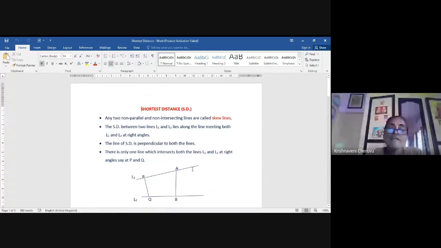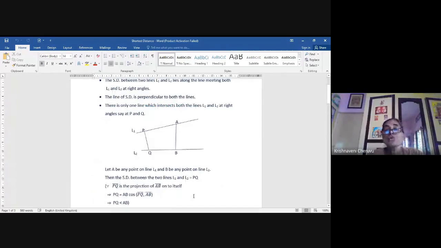You are finding out the shortest distance between the two skew lines, girls. Remember, skew lines means they are neither parallel nor intersecting. So for that you must have a line of shortest distance. Line of shortest distance is a line which is perpendicular to both the lines L1 and L2. Under those circumstances, if PQ is the line of shortest distance, PQ distance is the shortest distance.